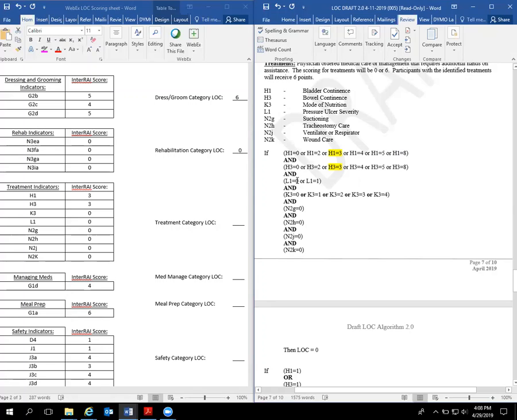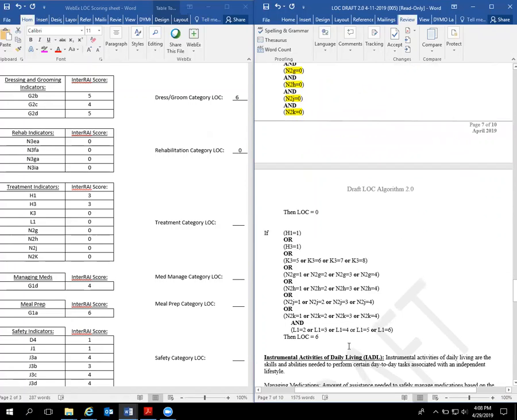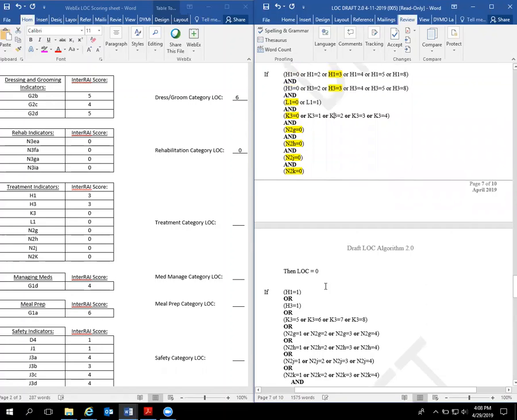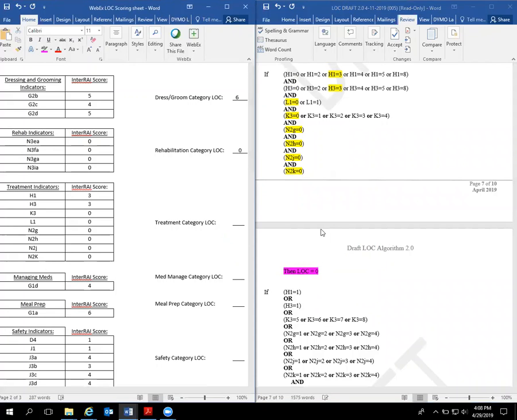And then the rest of the indicators were 0, so I will highlight L1 equals 0, K3 equals 0, N2G equals 0, N2H equals 0, N2J equals 0, and N2K equals 0. And again, we only highlighted in the 0 section, so we know that the participant did not have any of the criteria needed to score a 6 for level of care in treatment. And so the participant will have a 0 for their treatment score. So we'll put that on the scoring worksheet.